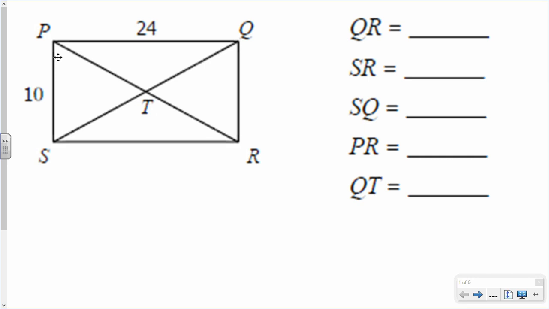So we're going to do some practice on the special parallelograms: the rectangles, the rhombus, and the square. All right, so this problem is a rectangle, and they just want us to find the missing measures.